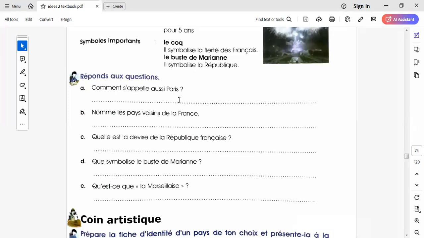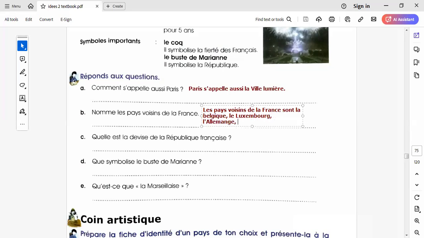Comment s'appelle aussi Paris? What is Paris also called? So, we start from here. Paris s'appelle aussi la ville lumière. City of lights. Nommez les pays voisins de la France. Name the neighboring countries of France. We start with les pays voisins de la France sont la Belgique, le Luxembourg, l'Allemagne, l'Autriche, and we have Italy, Spain. These are the neighboring countries of France.